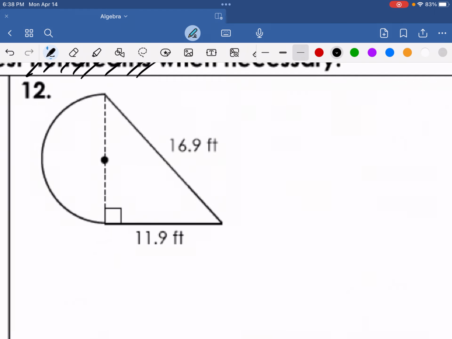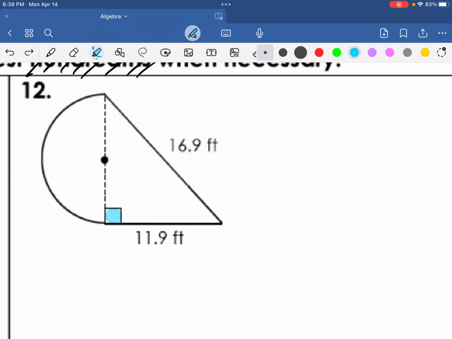All right, for this one, we have a semicircle, half a circle, and a triangle. Again, for the circle or the triangle, let's do the triangle first. We need base and height. Okay, which one is the base and the height? Where the 90 is. Here's the base. The height would be the diameter of the semicircle.